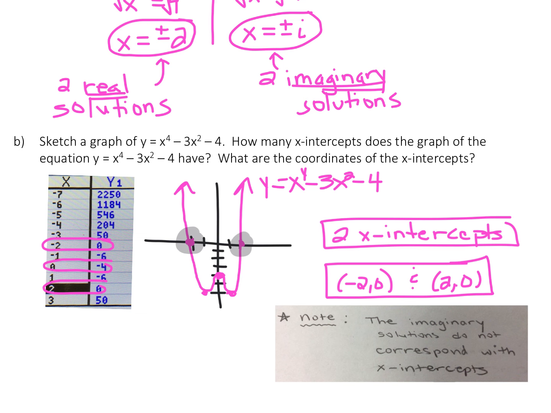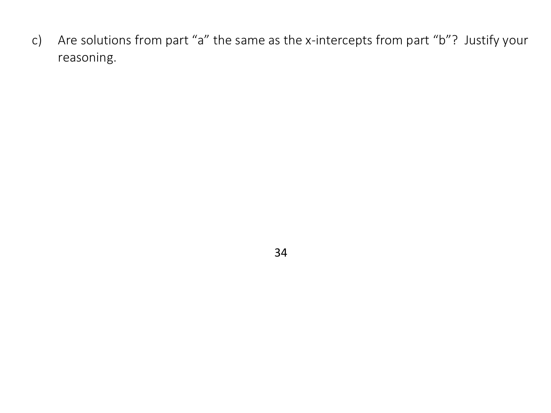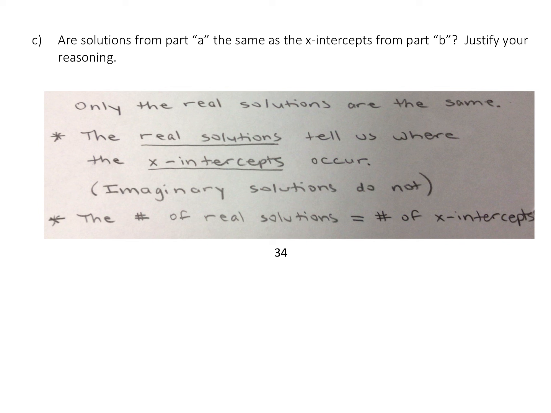So let's take a look at that. Are the solutions from part A, remember we got positive and negative 2 and positive and negative i, in part A, the same as the x-intercepts from part B? Now remember the x-intercepts, we only wound up with positive and negative 2. So are they the same? And when it says justify, your work above does justify, but we'll give a little bit of an explanation. Only the real solutions, the positive and negative 2, are the same.